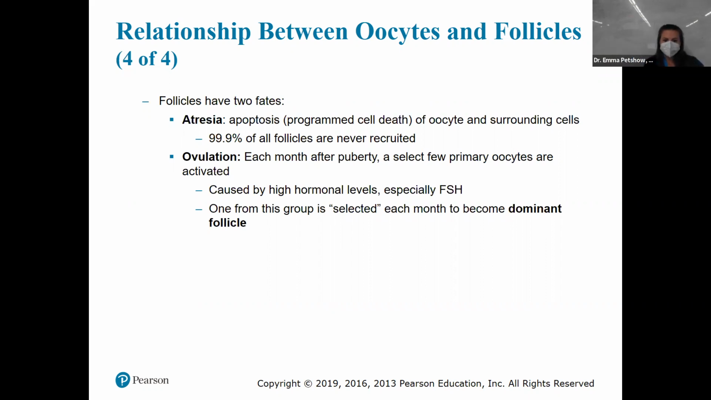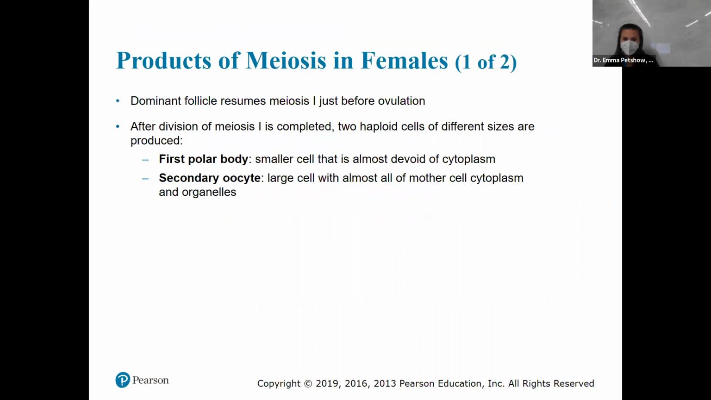Then you have ovulation. Each month after puberty, a few primary oocytes are activated. They get selected to the team. This is going to be caused by high hormonal levels, specifically FSH. Remember, FSH was involved in both. And when this group is selected each month, one of them from this select group, the A team, gets to become their MVP, their dominant follicle.